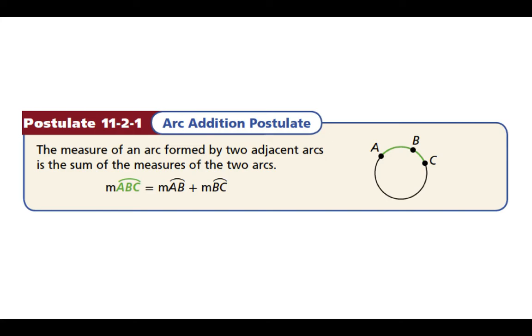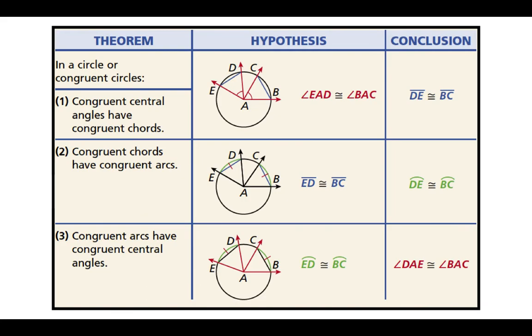Ooh, it's time for a postulate. Exciting. This is called the arc addition postulate. The sum of an arc formed by 2 adjacent arcs is the sum of the measures of the 2 arcs. So this is like the angle addition postulate or the segment addition postulate. If we know 2 of the arcs, we can combine them to make our third.